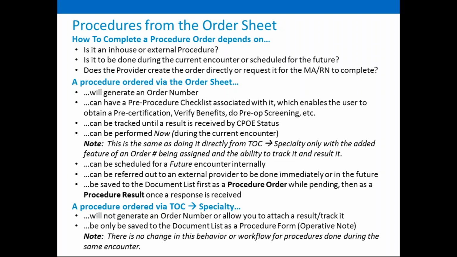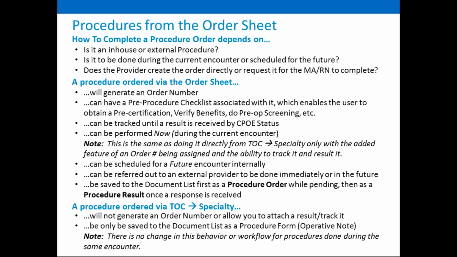The benefits to you in using the order sheet, however, is what will determine if you want to go that route. The difference is that now, just as we talked about with consults, there could be an order number assigned, meaning you can track it for results and know whether or not the patient actually had that procedure done based on whether or not you got a response from where you sent the patient to have the procedure done. You can also associate a checklist, whether that is a pre-procedure, pre-op screening, pre-certification, benefit tracking, whatever types of issues you need to take care of before you do a procedure. You can have all of this in one place so that it's very easy to manage.